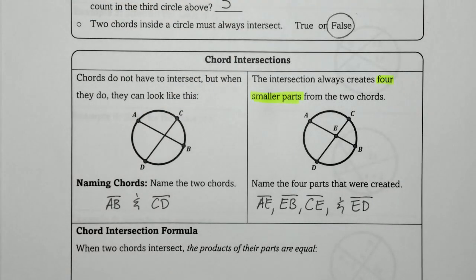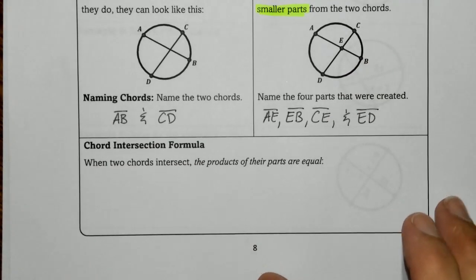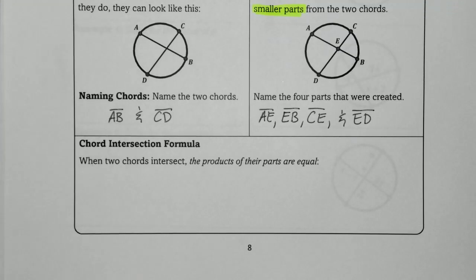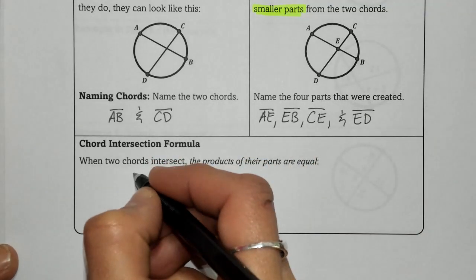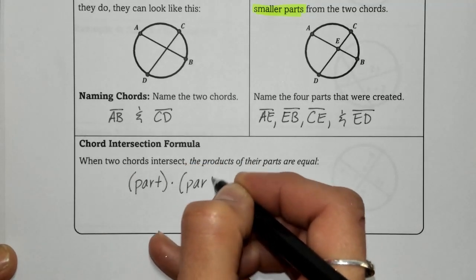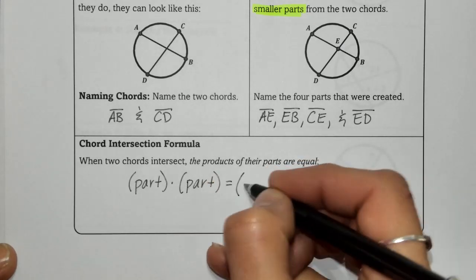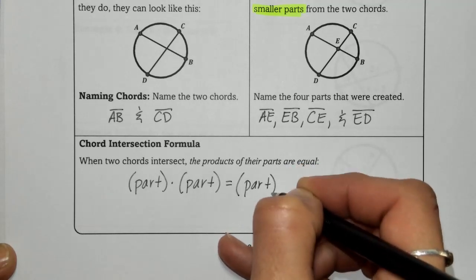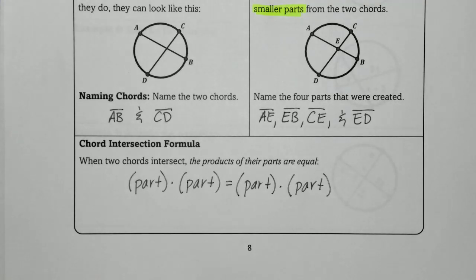And when we are trying to figure out the length of any of these, we do have a nice, sweet, easy formula. The products of their parts are going to be equal. We call it part times part. So one part of a chord times the other part of the chord is set equal to the other chord's two parts multiplied. I'll be using 4 colors to represent these different parts on the next page.